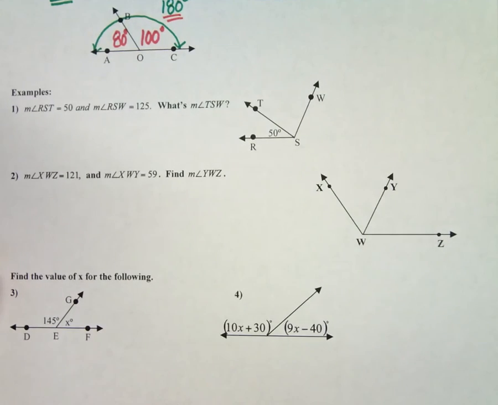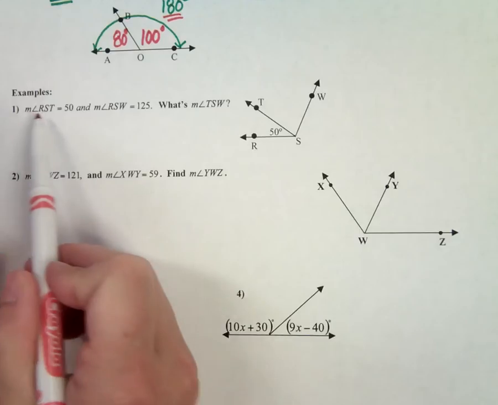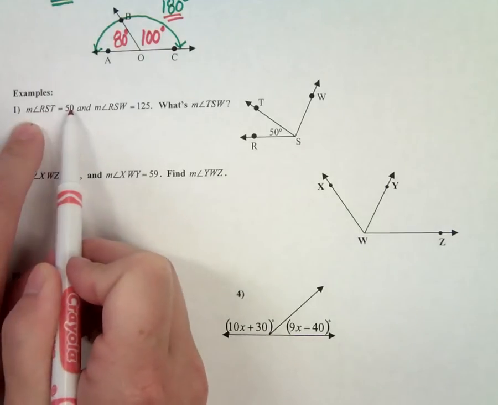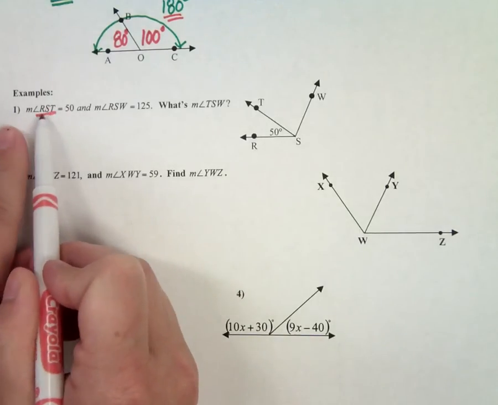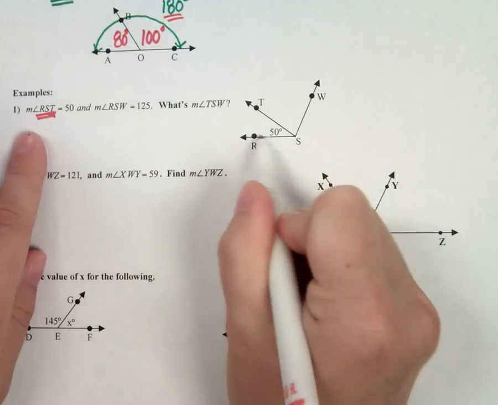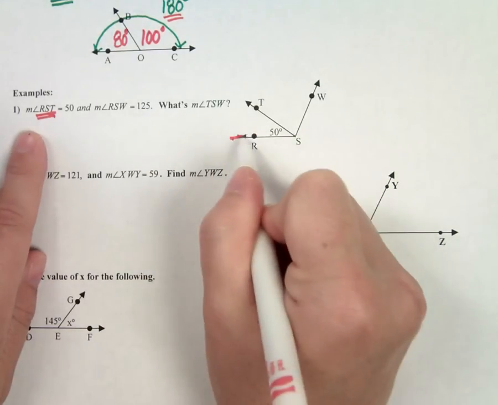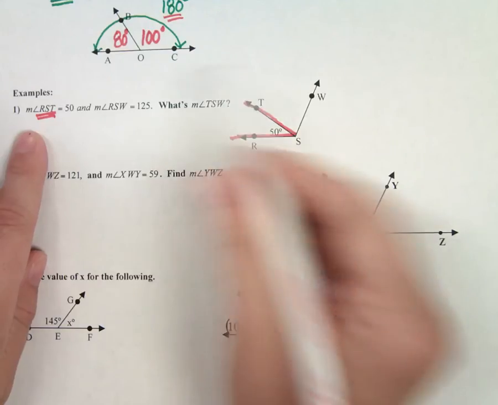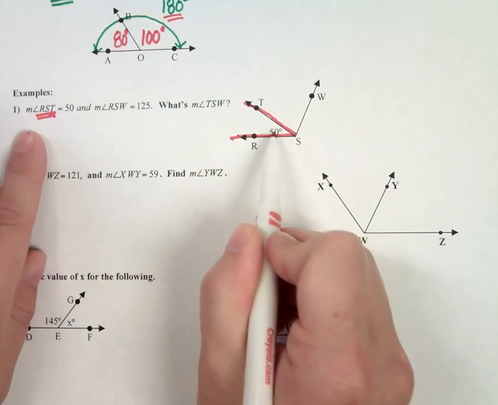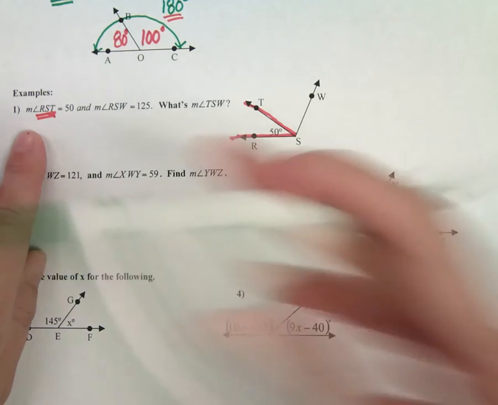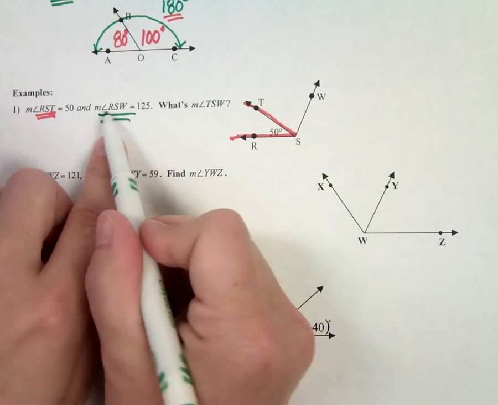Okay, let's look at an example together. First one says measure of angle RST is 50. First I need to find this angle. RST. I know they're talking about this angle right here, and they say it's 50, and it's actually marked, so that's great.